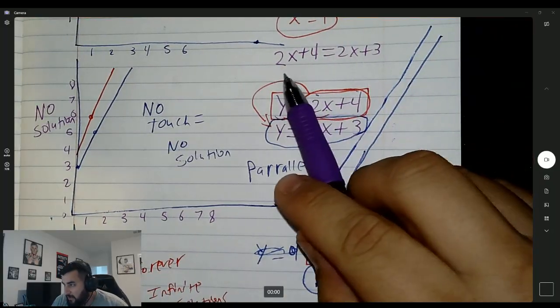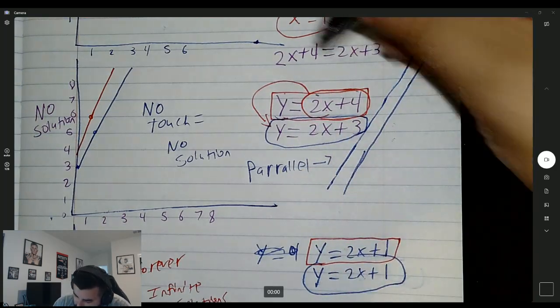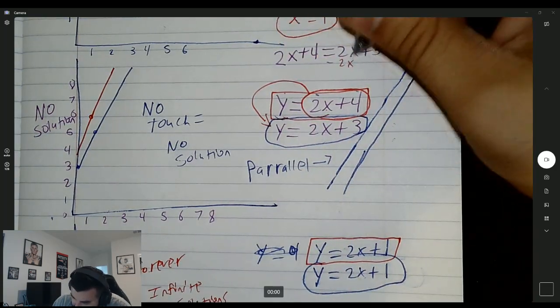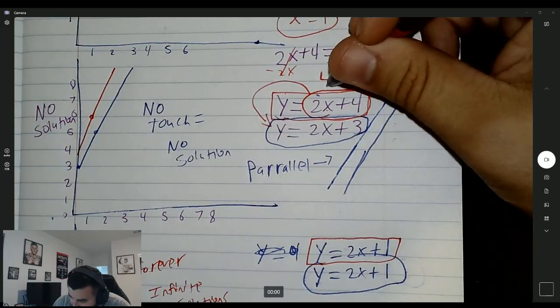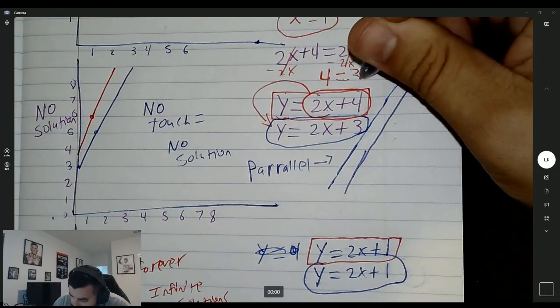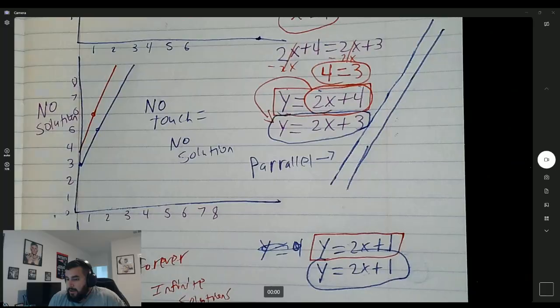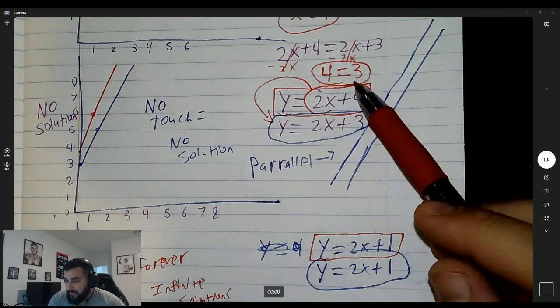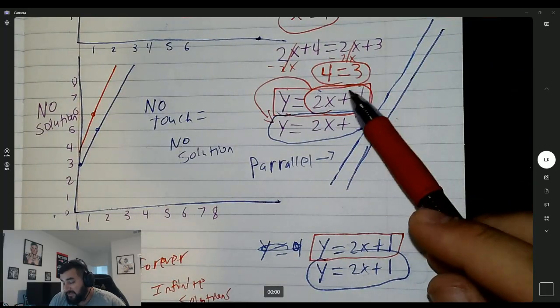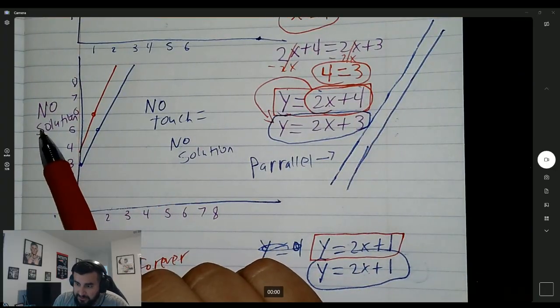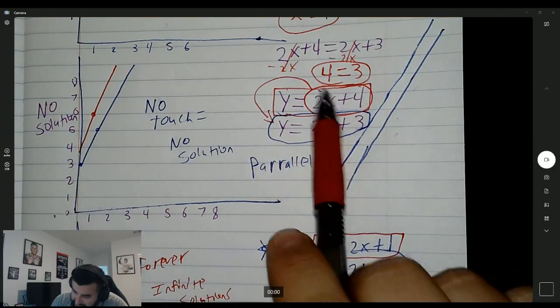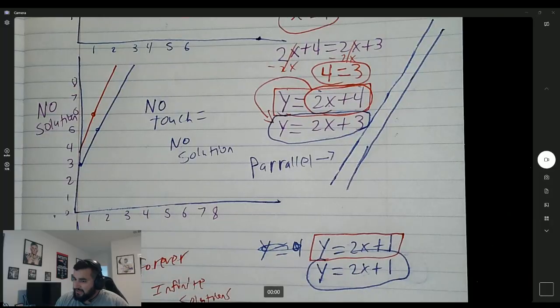And now I have an equation, and let's compare them. I'll subtract 2x from both sides. Those cancel out, and I'm left with 4 is equal to 3. And that right there, if you watched the video prior or listened in class, that's a false statement. And false statements are no solutions, right? So you guys see how these kind of relate to the last lesson?